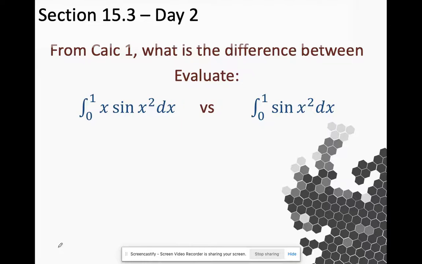Hey kids, let's do some more integration, right? Multiple integrals. So take a look at these two integrals and tell me what you think, had I asked you to evaluate them. Can you see with u substitution? This one is nice, right? u is equal to x squared, du is equal to 2x dx.